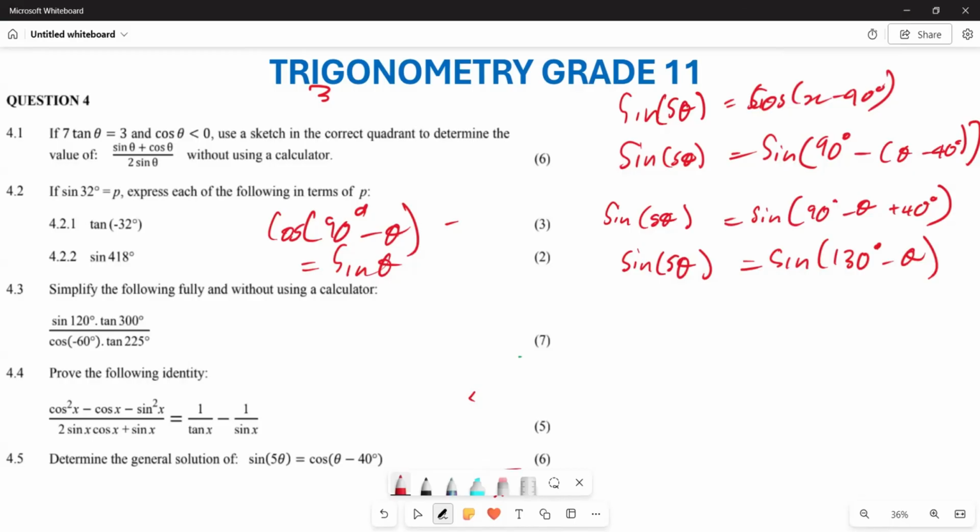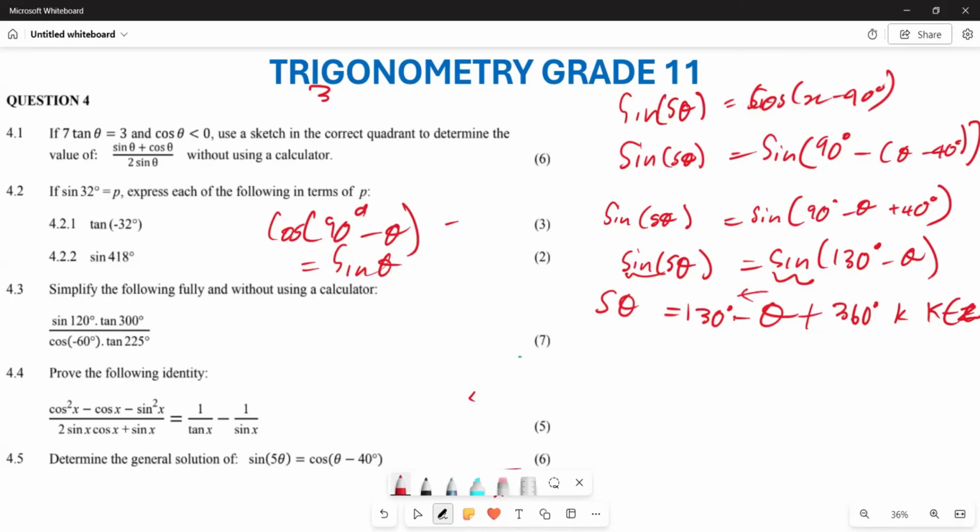And now from here, what is it that you're going to do? Now, because you have sine here, you have sine here, you are going to divide by sine, or rather you are going to lose the sines, right? So which means this is actually the same as 5 theta is equal to 130 degrees subtract your theta. That's basically what it is, right? And now, when you're doing that, this is going to be the same as plus 360k, where k is an element of integers.